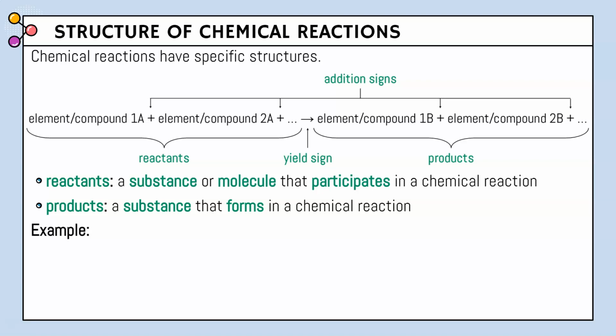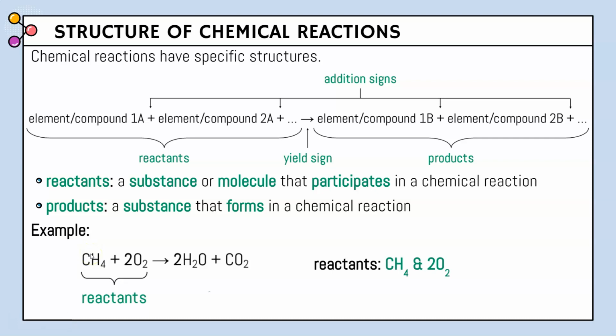Let's go ahead and look at an example of a chemical reaction. We have CH4 plus 2O2 yields 2H2O plus CO2. Again, anything to the left of our yield sign is our reactants. So in this case, our reactants are CH4 and 2O2. Again, anything to the right of our yield sign is our products. So we have 2H2O and CO2 as our products.